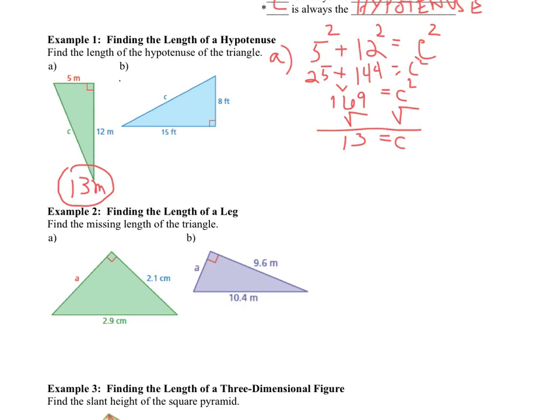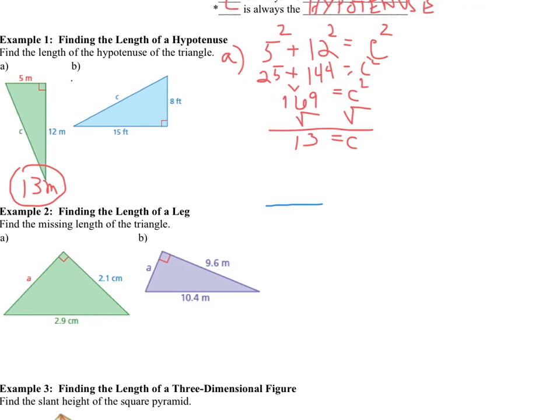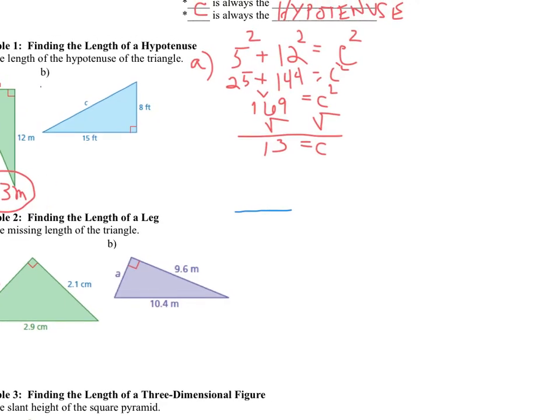Again, it doesn't matter which one I want to make the A and which one I want to make the B. So what I'm going to do here is I'm going to slide this a little bit over here so that you can see the work. So A squared, we're going to make that the 15. B squared, we're going to make that the 8. And again, we don't know what the hypotenuse is.